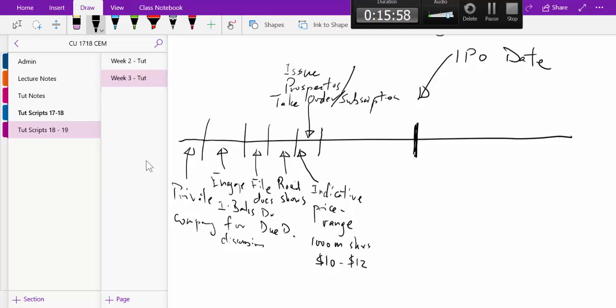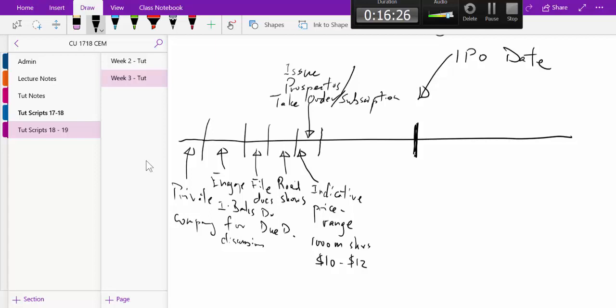Okay. I think there are legislations governing that when you have an indicative price range, you cannot say, oh, my price range is between 10 and 12, and suddenly you sell your stocks at 17. I don't think you can do that, okay? But there are guidelines on how far you can deviate. But don't worry about that for now, okay?